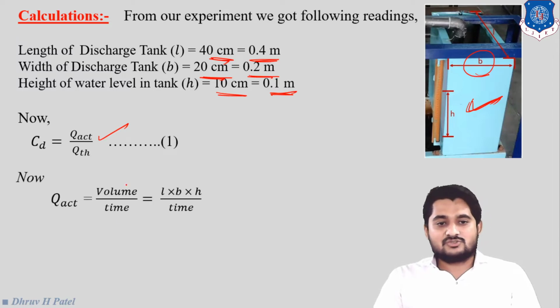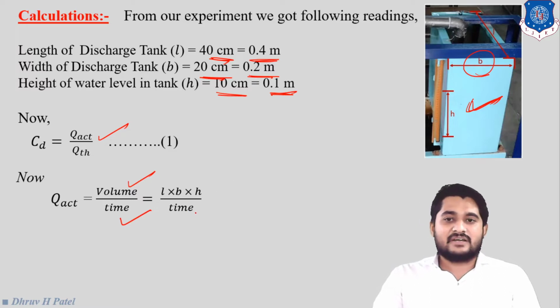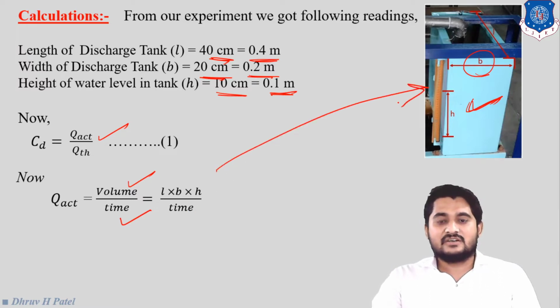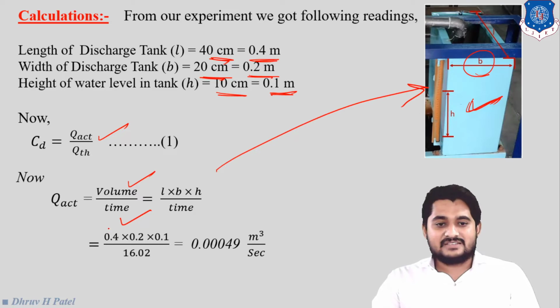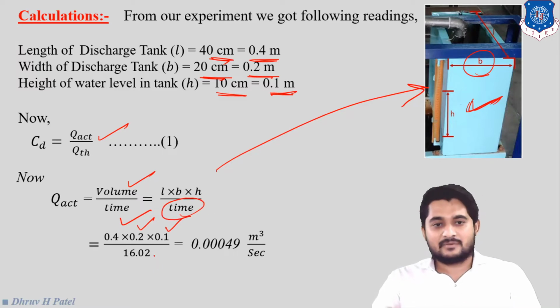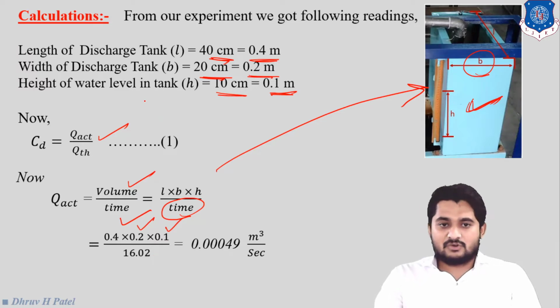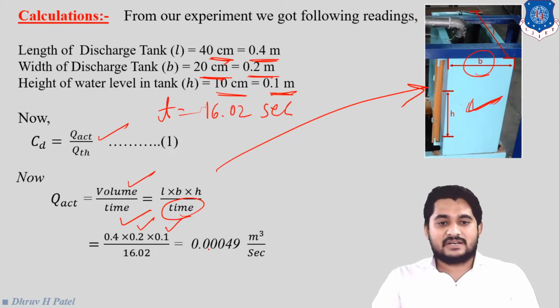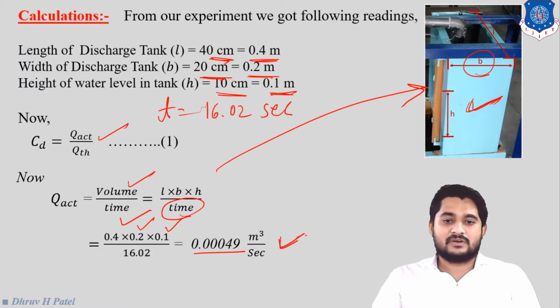So for Q actual, it is volume divided by time, right? So LBH divided by time, LBH for this delivery tank, right? So here L is 0.4, B is 0.2, H is 0.1, and the respective time to fill the tank is 16.02 second, right? Remember, this respective time we got from the experiment. Time is equal to 16.02 second. So if we divide LBH by time, we get Q actual, that will be 0.00049 meter cube per second.